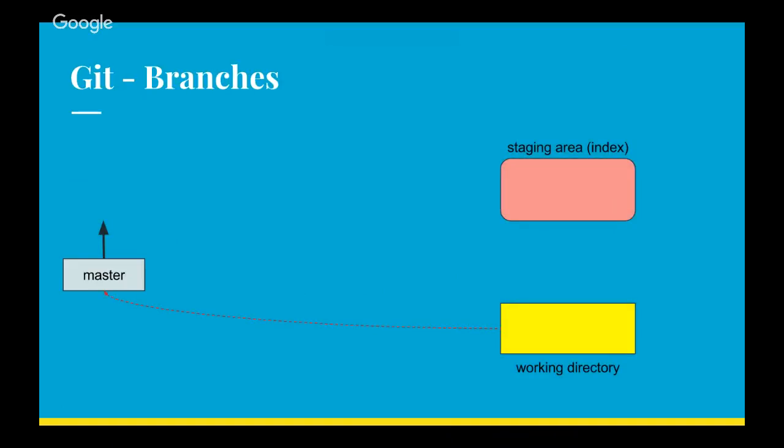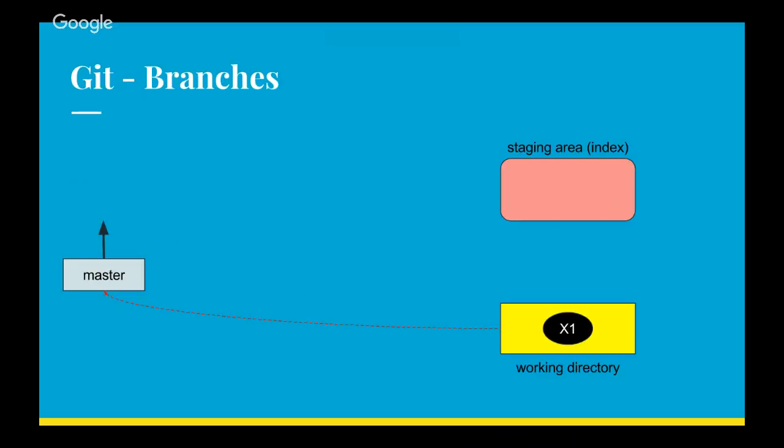So you have the working directory. You make some changes called x1, right? So by default, the only branch that exists is the master branch. You can create new branches. The purpose of branches really is to make sure that you're isolating your work.